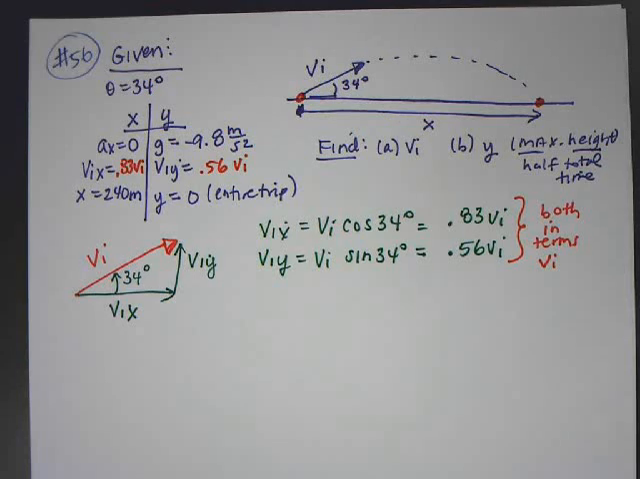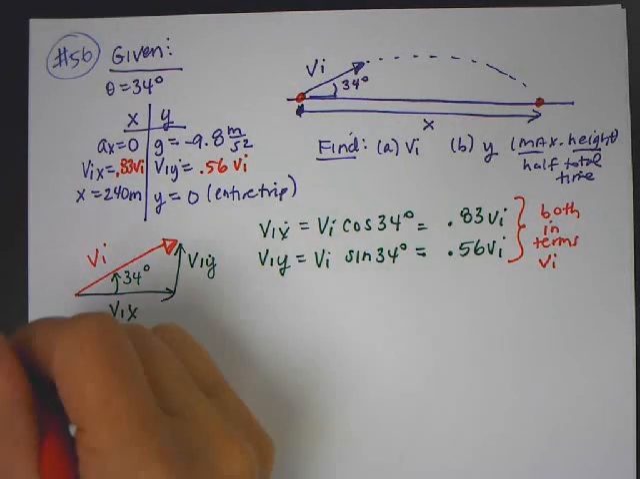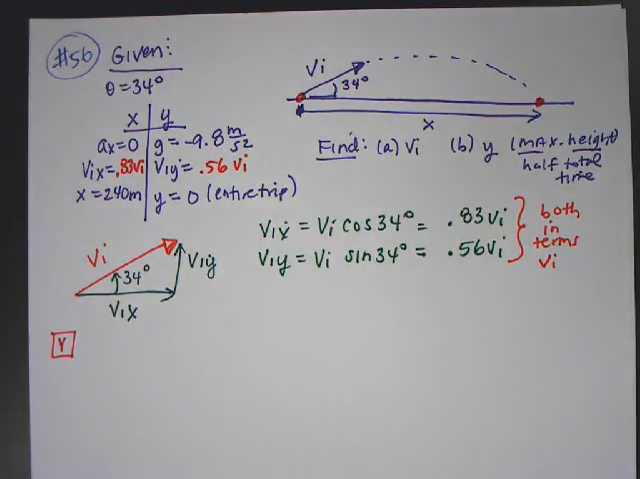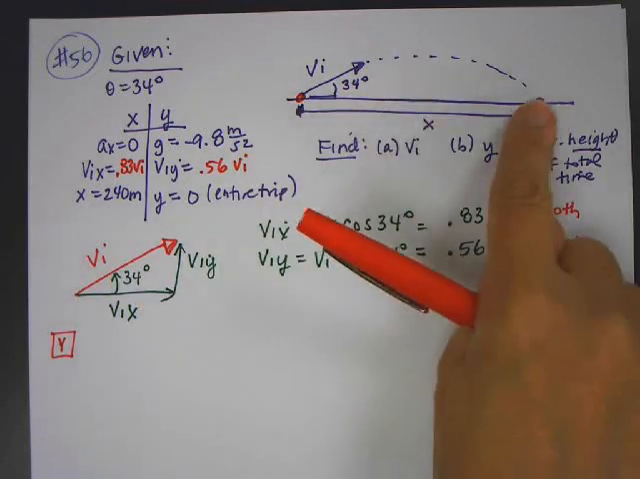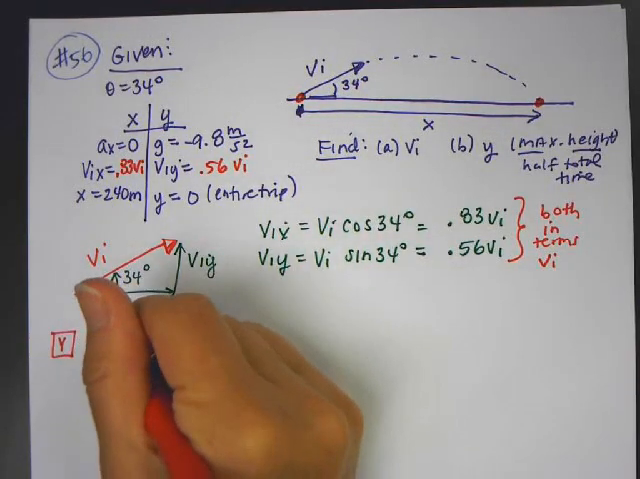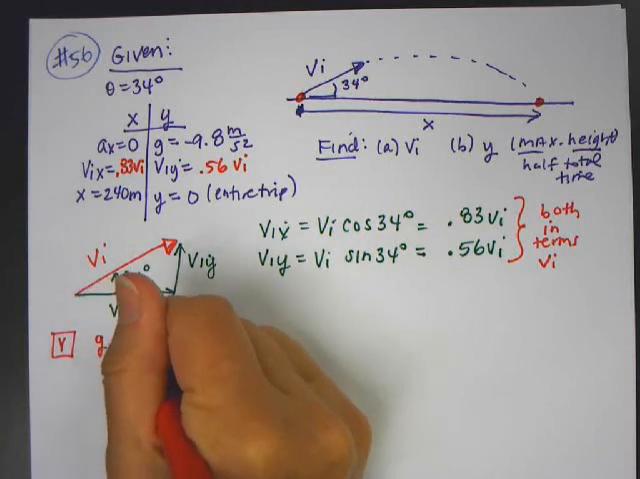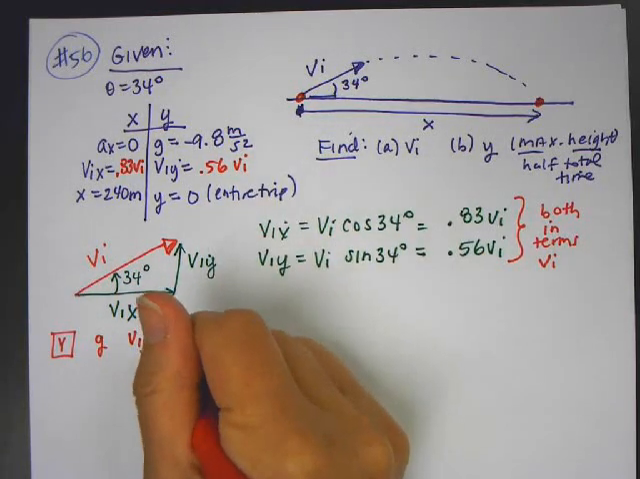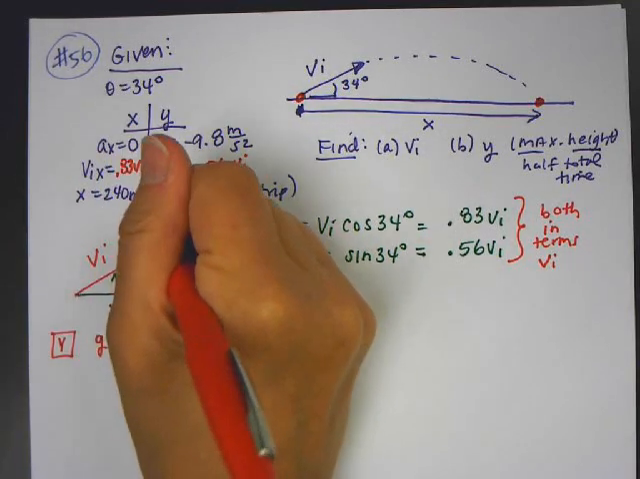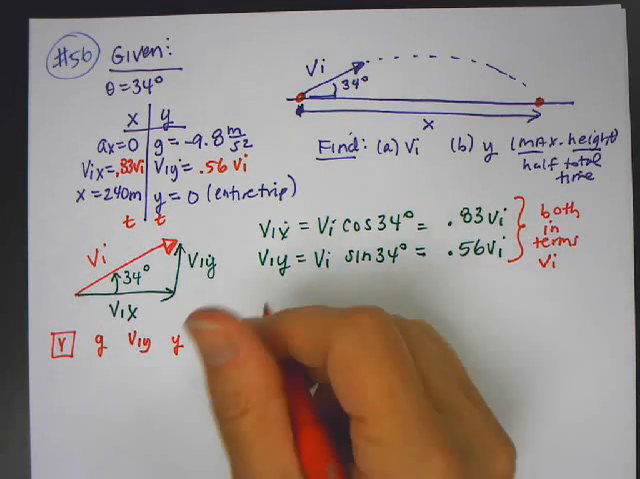So I don't know. I'm just going to start with the Y and see what happens. Okay? So I'll start with my Y direction. And a lot of times I know that from here to here the vertical displacement is 0. And I have little g. I have VIY in terms of VI. I have Y. And I know I can usually find the time because I know the time here is the time here. So I'm going to do the same steps I did before.